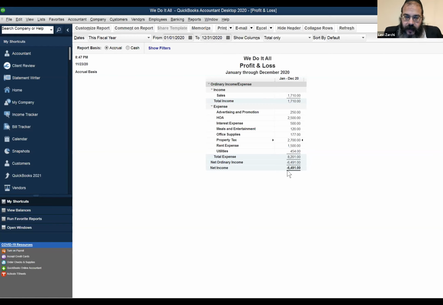Now, it might look very sad that the net income for this year is negative 6,400, but keep in mind that Ruben is about to rent out his bungalow for about $12,000 for the summer season, $6,000 a month, and he will cover his expenses.